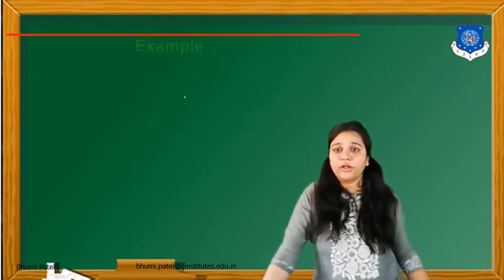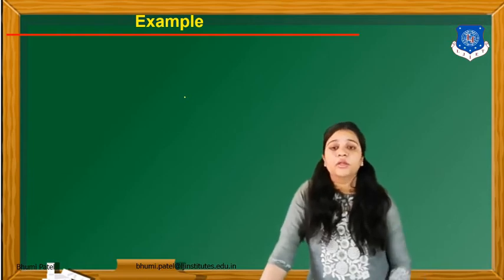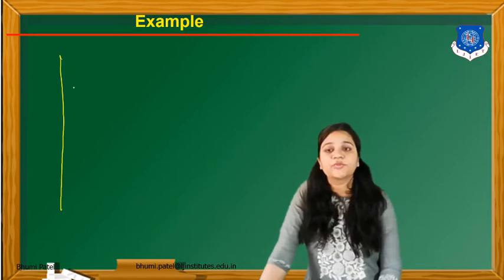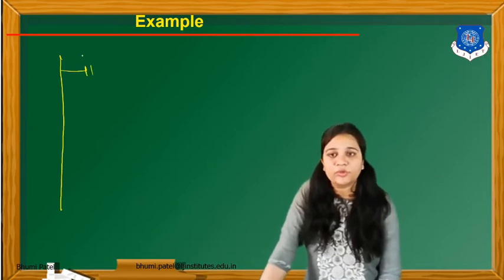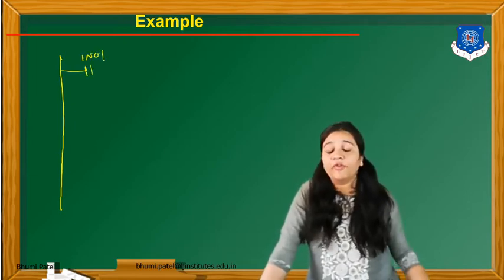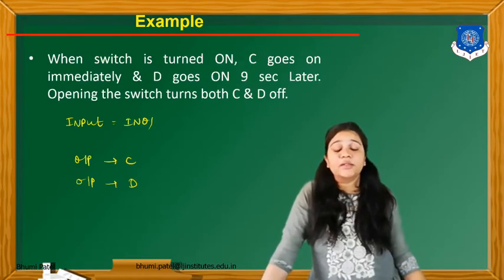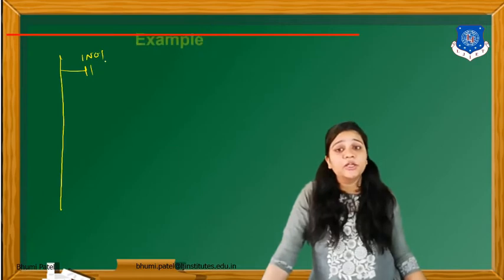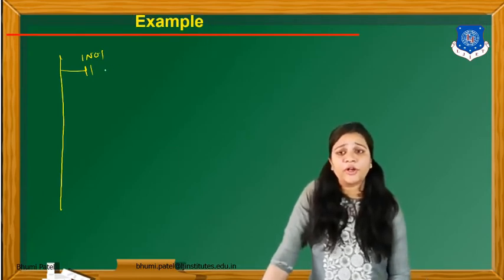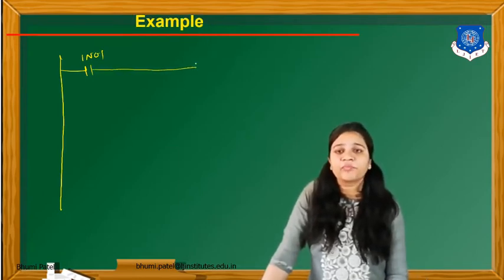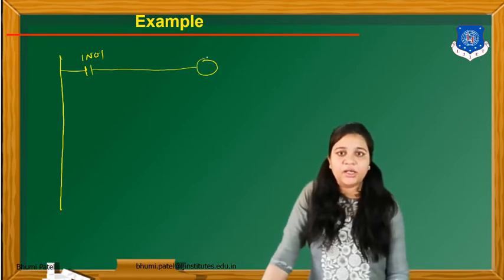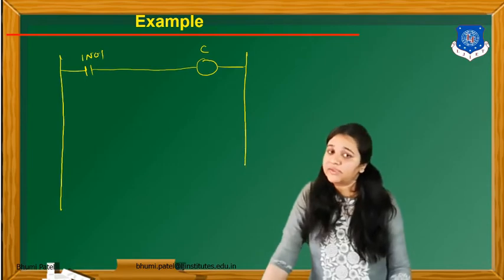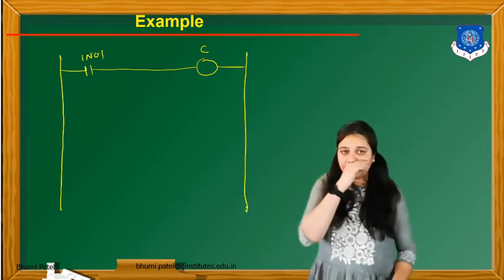Okay, so first of all, we can draw the logic for the C output. We connect here the input switch IN01. What is the condition for this C output? When the switch is turned on, C goes on immediately, so we do not connect a timer for the C output. Simply we put one input signal and one output, and we write the output name as C.